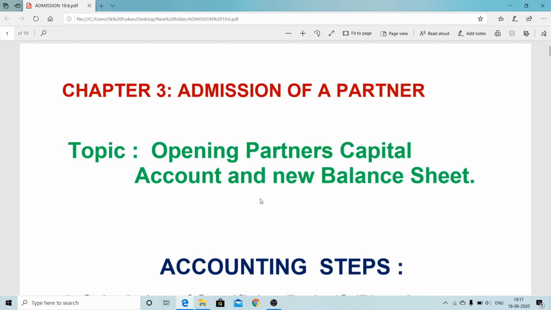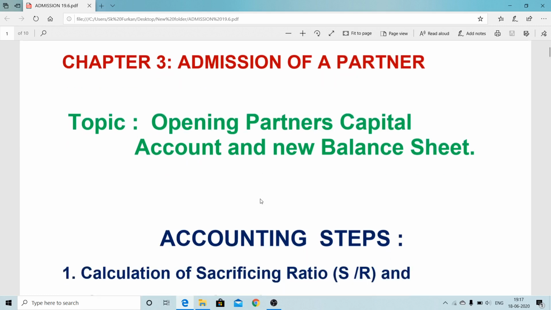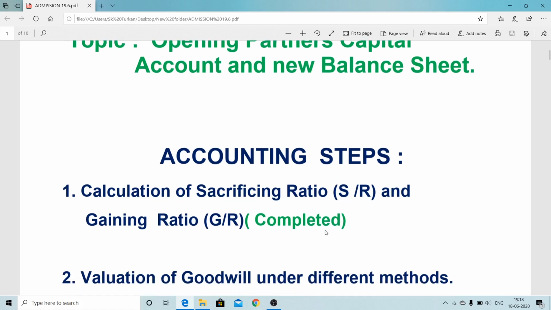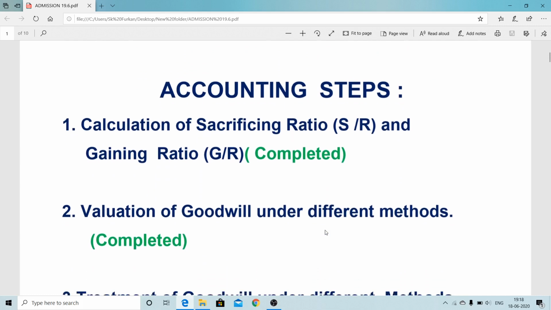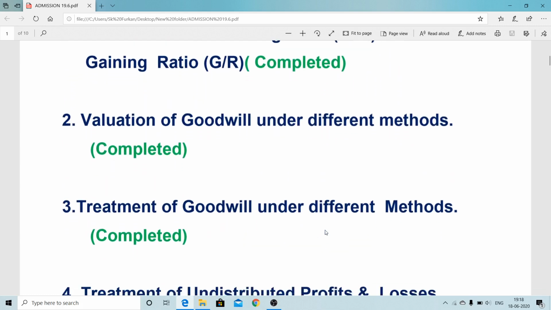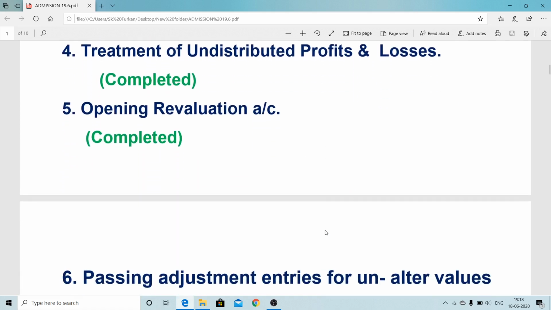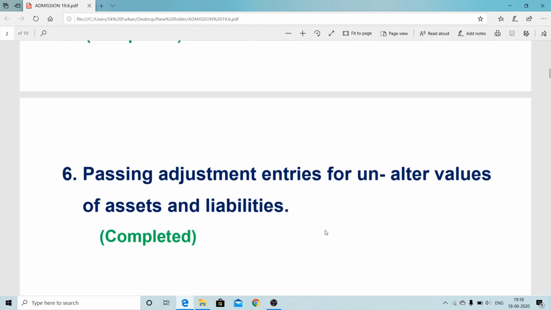But for better understanding, we are considering each and every step, starting from the first step, that is calculation of NR, SR, GR. The first step is calculation of SR and GR, that one also we will show here. Next, valuation of goodwill, treatment of goodwill, opening revaluation account, adjustment entry for unaltered value of assets and liabilities.